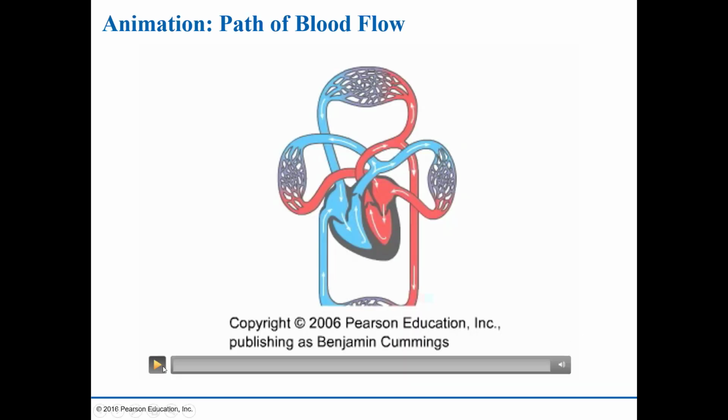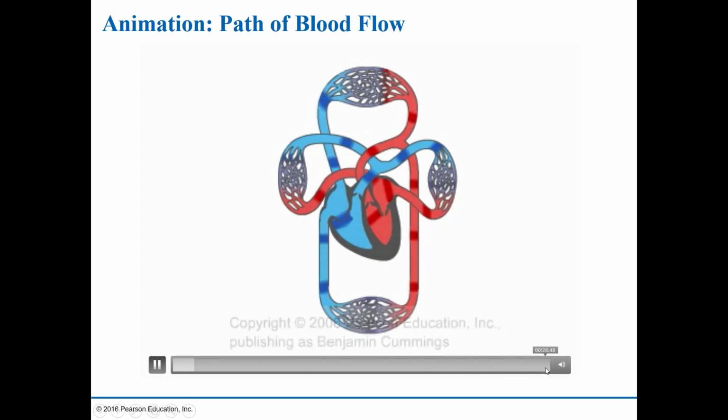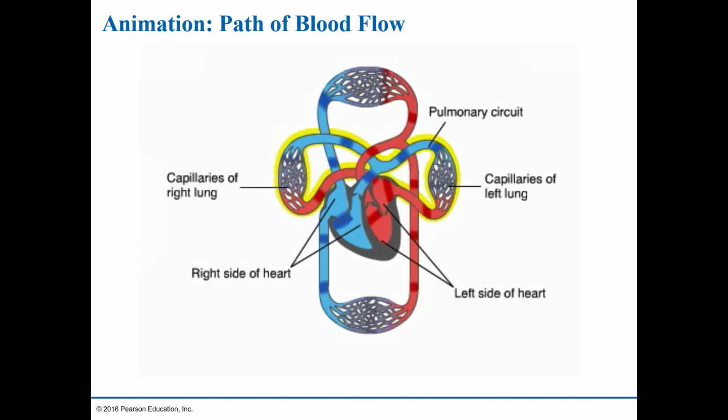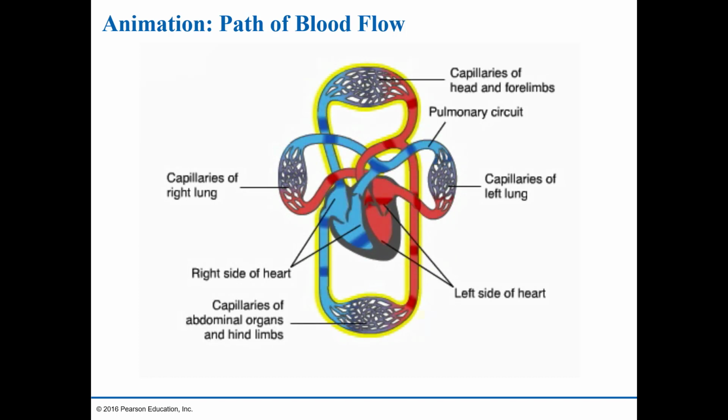So let's watch the flow. In mammals, blood pumped by the right side of the heart passes through the lungs and enters the left side of the heart. This is the pulmonary circuit. Blood pumped by the left side of the heart is distributed to the other body organs and returns to the right side of the heart. This is the systemic circuit. This pattern, called double circulation, ensures vigorous blood flow to the organs because the heart pumps the blood a second time after it returns from the lungs.